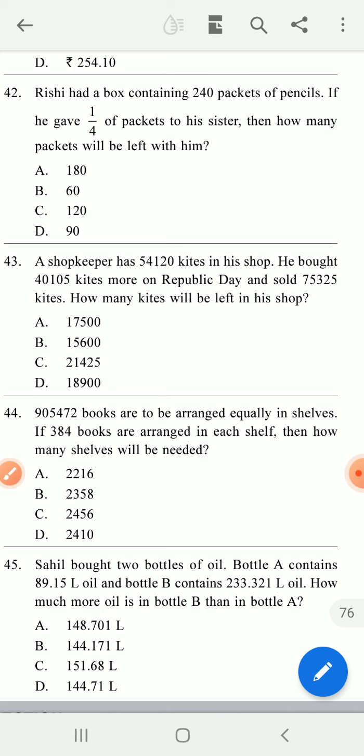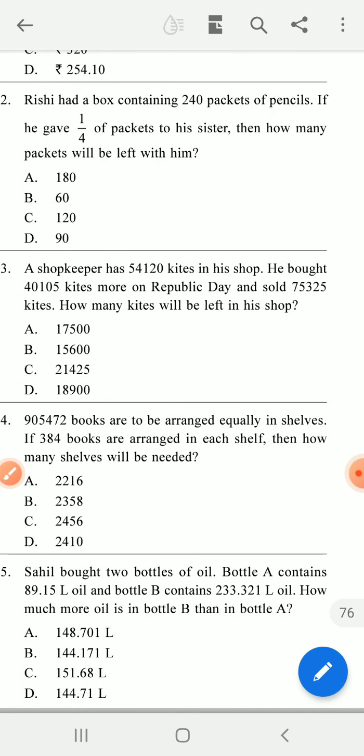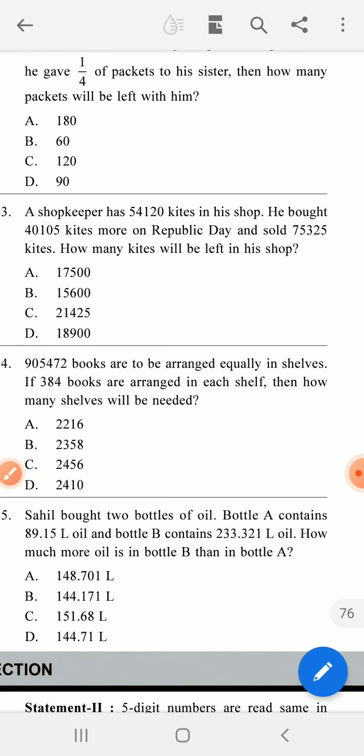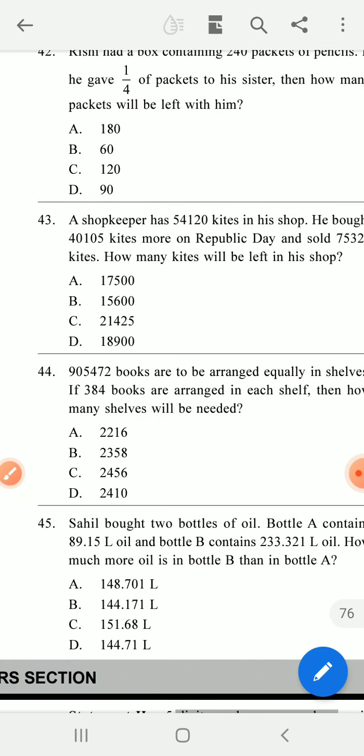43. A shopkeeper has some kites in the shop and he bought some more kites on Republic Day and sold some of these kites. How many kites are left in the shop? So first, add the kites he bought more to the total number of kites. Then subtract the kites sold. One is plus, the other is minus, and you can get the answer 43. D is the answer.